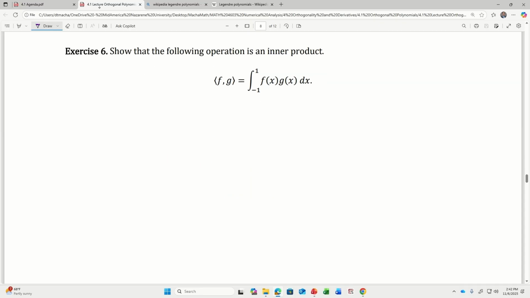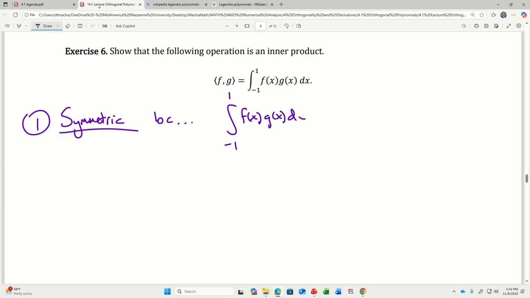So it fits the same description. If you've got something that says show the following operation is an inner product, this is easier than you think it is. You just have to remember what those three properties are. Symmetric, right? This is symmetric because the integral from -1 to 1 of f of x times g of x is equal to the integral from -1 to 1 of g of x times f of x. Number 2, what was the second property called? Linearity.